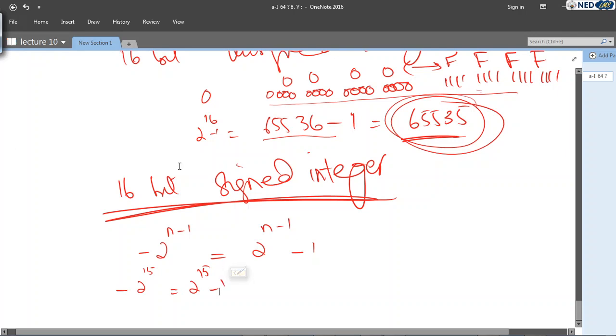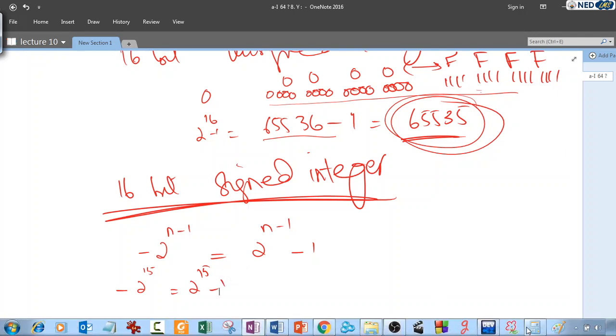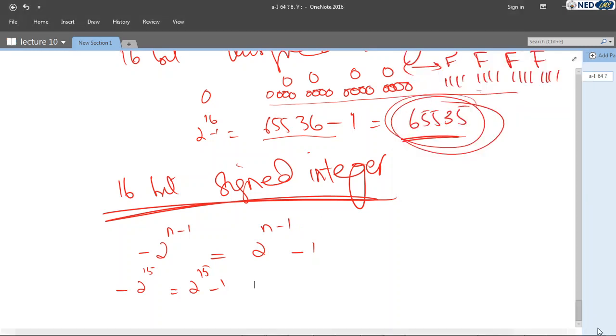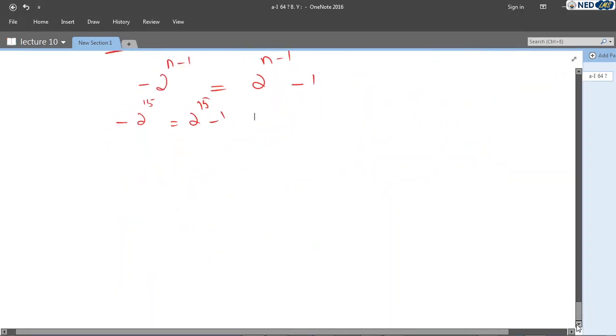So let's see what we have here in 2 to the power 15. 2 to the power 15 equals 32768. So we have minus 32768 all the way to 32767.